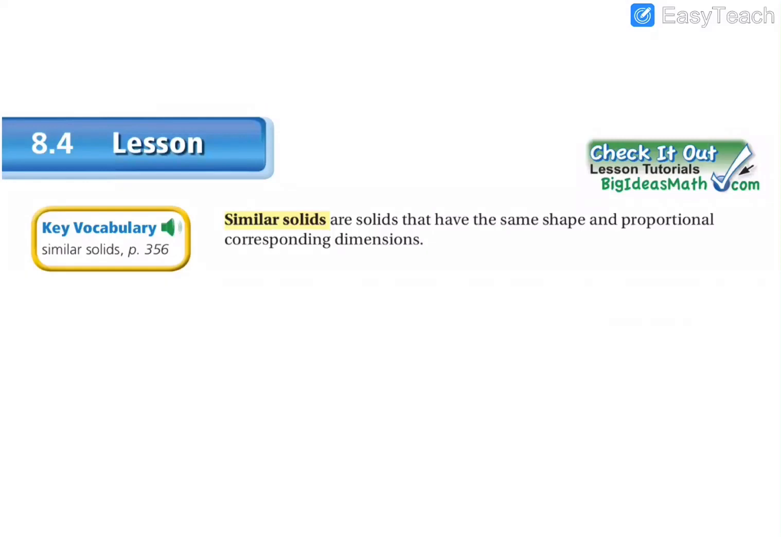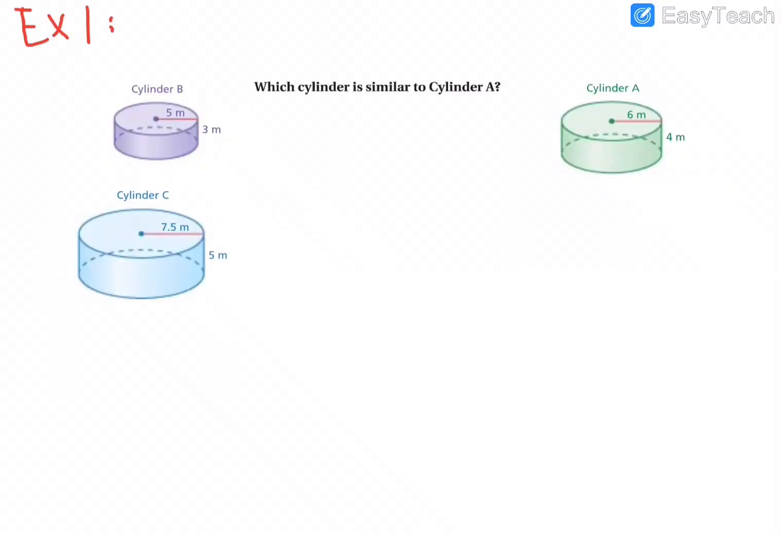So we have to remember that similar solids are solids that have the same shape, obviously, and they have to have proportional corresponding dimensions. If the dimensions are not proportional, then what we're about to learn is not going to apply. So let's take a look at this. We have cylinder A that has a radius of 6 and a height of 4. And we are trying to figure out which one is similar to A.